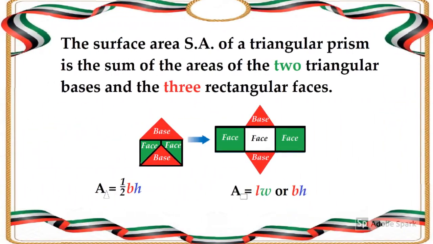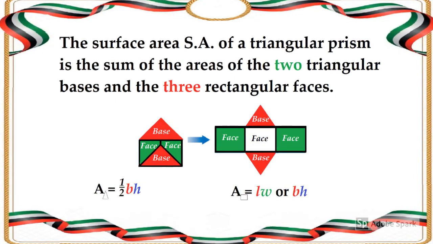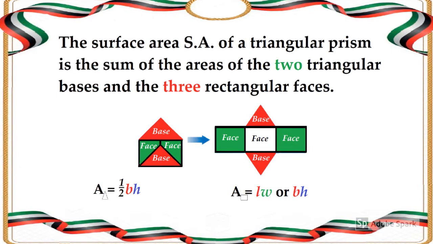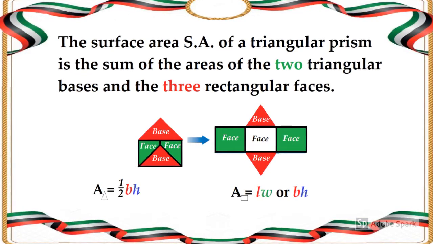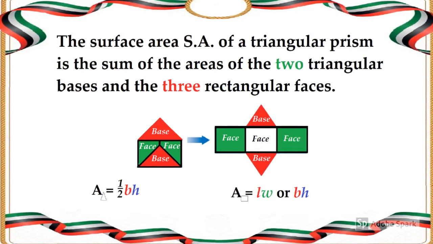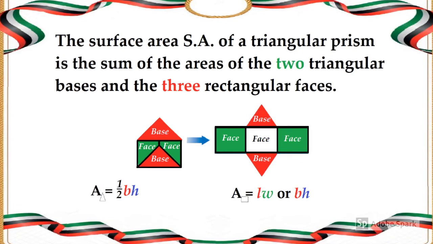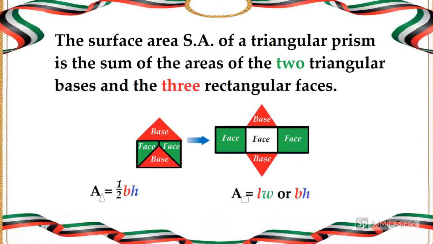To sum it up, always remember, the surface area of a triangular prism is the sum or the total of the areas of the two triangular bases and the three rectangular faces. Remember, the area of a rectangle is length times width or base times height. And the area of the triangle is 1/2 BH.